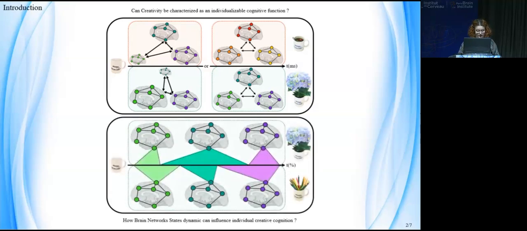The second step was to look at creativity scores to see how dynamic brain network states can influence individual creative cognition. So by focusing on how brain activity changes dynamically during creativity, this study takes an important step toward understanding the brain mechanism behind creative thoughts and its stages.